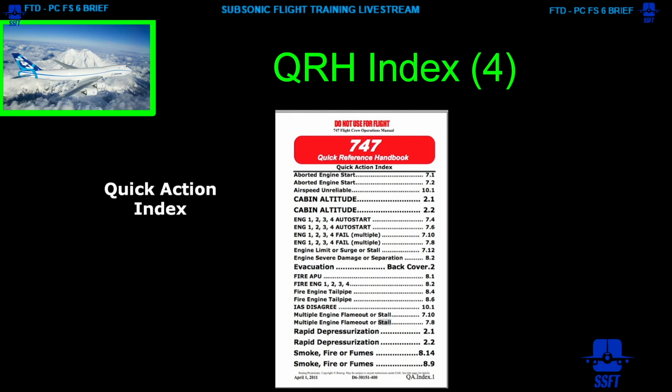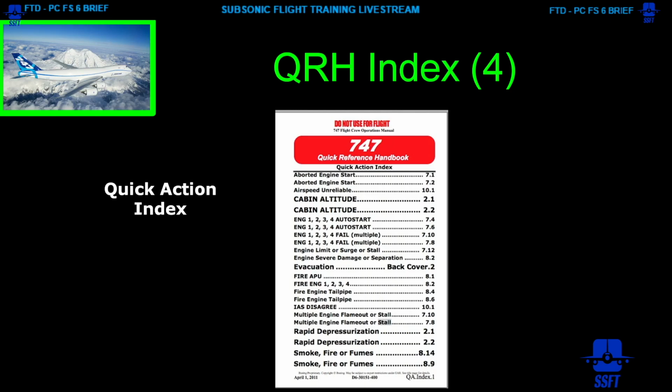And then again, you'll notice some are in all caps and some are not in all caps. And generally the ones that are in all capital letters would be the ICAS messages. So cabin altitude is an ICAS message. Rapid depressurization, notice it's not all in caps. So, that's not an ICAS message. That would be an unannunciated message.